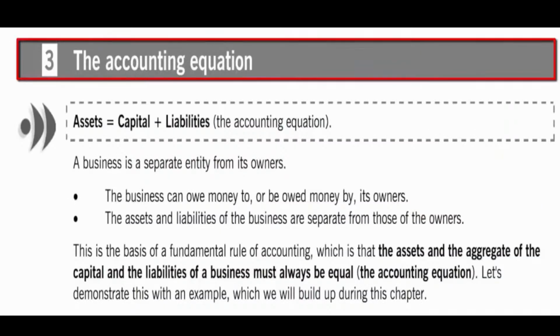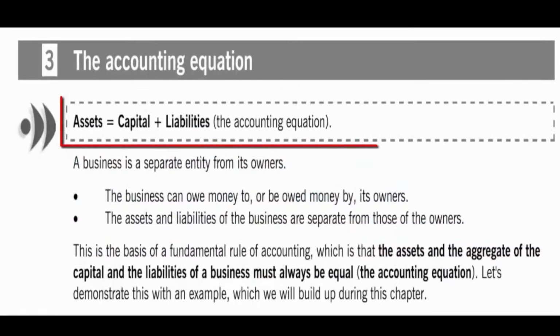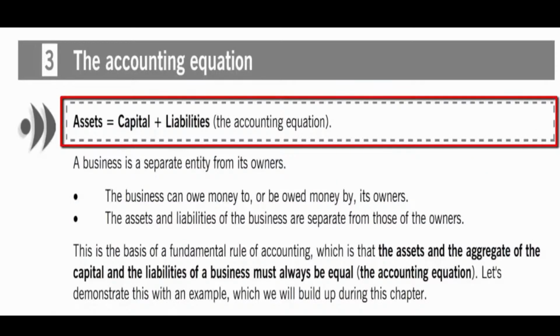The accounting equation, a fundamental rule of accounting. The accounting equation is a basic rule that helps us understand the financial position of a business. This equation shows the relationship between what a business owns and what it owes. Here's the equation written out fully: assets equals capital plus liabilities.